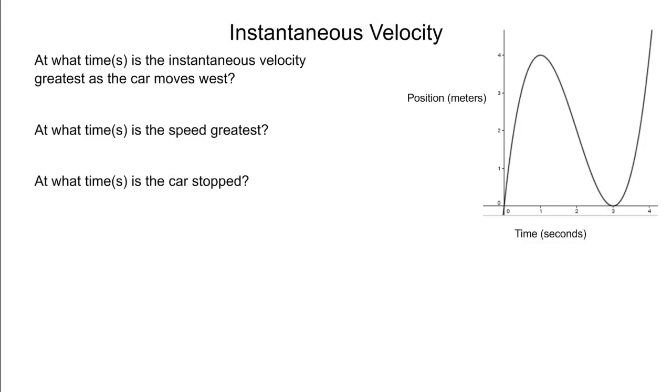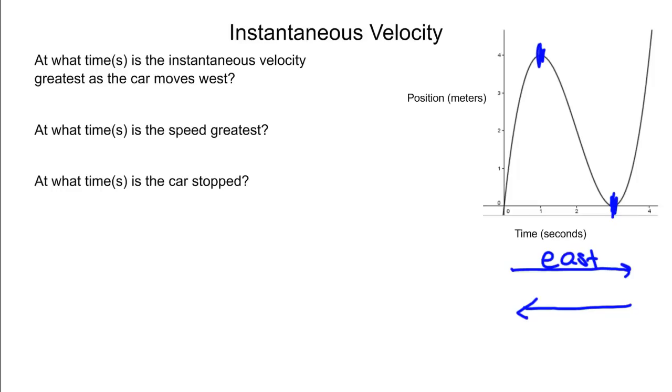So our first question is, at what time or times is the instantaneous velocity greatest as the car moves west? Now remember that we said that the car moved east first. We moved east first, and then we started moving back west right here when our position started getting closer to our starting point again. So we're looking between here and here.